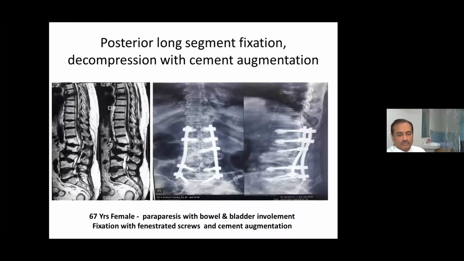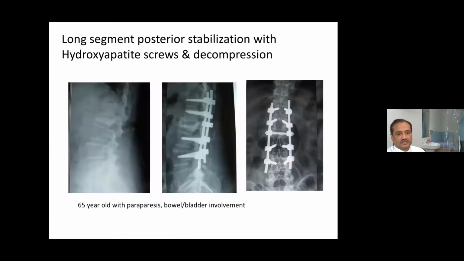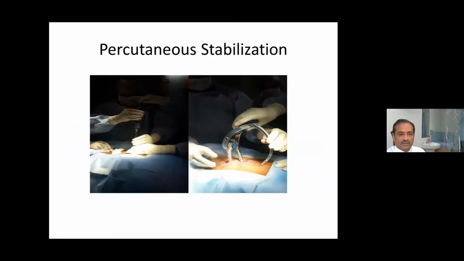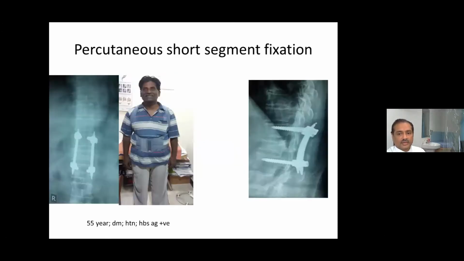In some elderly patients you can even try this long segment fixation along with bone cementing, so that the pull-out strength is improved and there's less chance of instrumentation failure. The same can be done with hydroxyapatite-coated screws, which have been useful. Very many times these patients require a coexistent decompression because of the associated neurological deficit. But when somebody does not have a gross compression, a simple percutaneous short segment fixation can be useful.